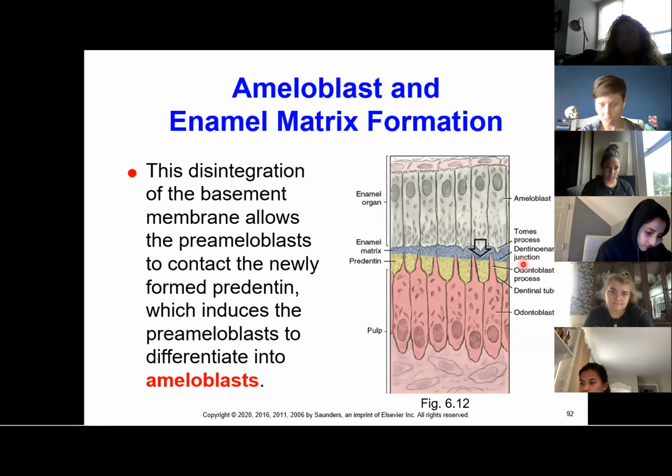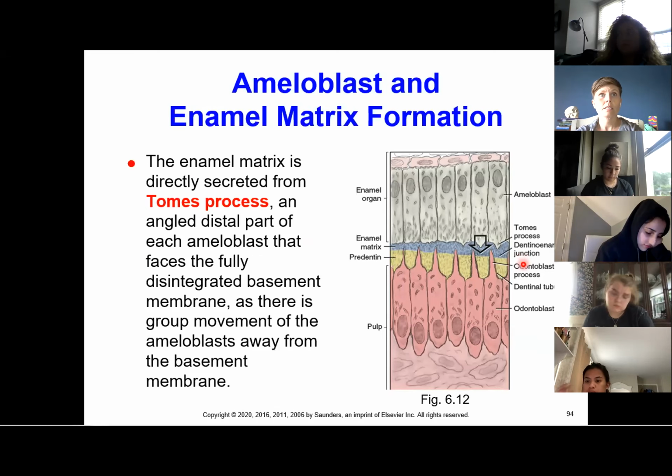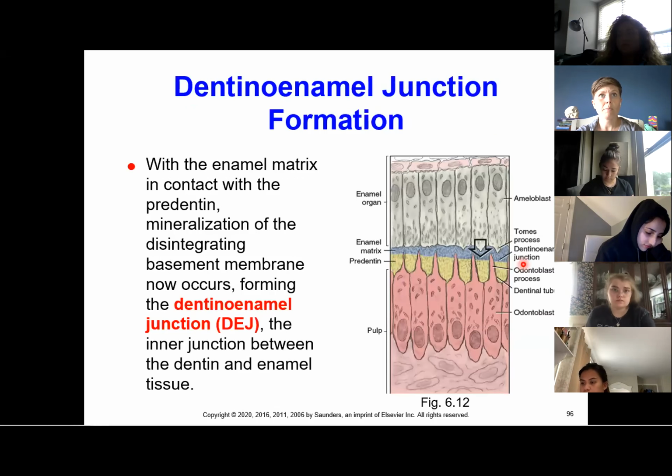After differentiation, is that ameloblast? Yep. Talked about the Tomes fibers. Yes. Okay.